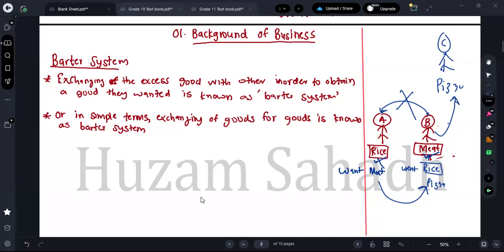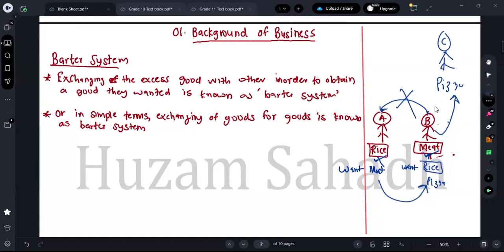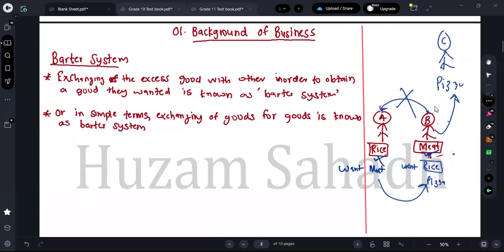What if I say I can't get rice? What if I say I don't want rice? I need pizza. If I say I need pizza, do you have any method of providing me pizza? No, right? You have some rice, right? So in this case, what will happen? The barter system cannot take place. Simple as that.